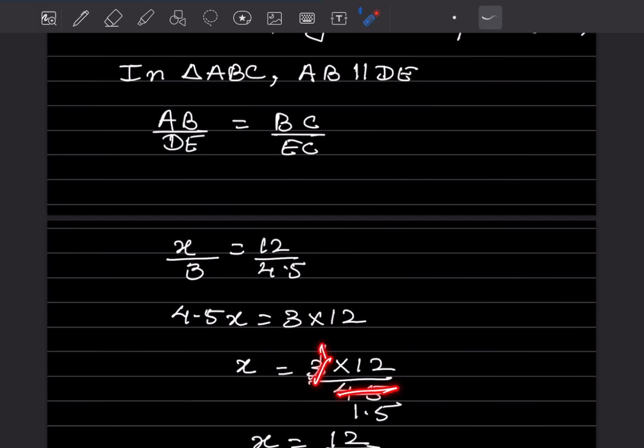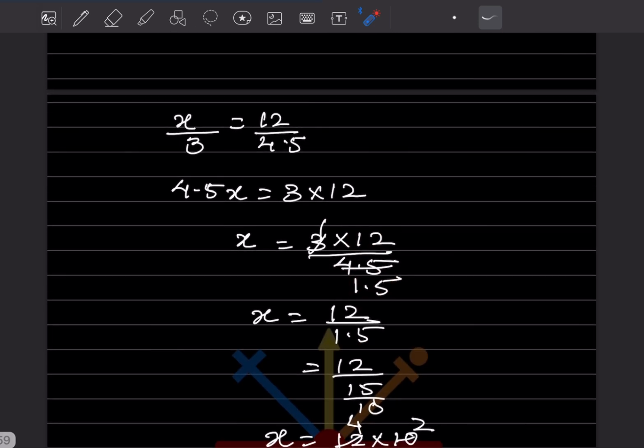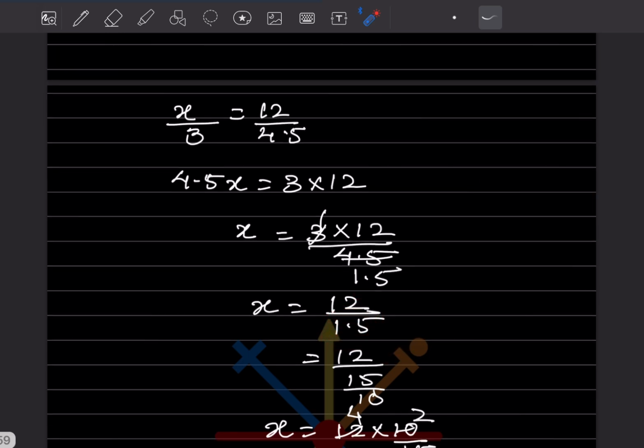So 3 ones are 3, 1.5. So now what will you write here? 12 divided by 1.5. Since we are not using the calculator over here, I'll just show this one without using a calculator. If you are using one, you can do it directly. So now 12 is in the numerator, we'll keep as it is. 1.5, that is 15, there is one number after the decimal, so we can write for 1.5, 15 by 10.